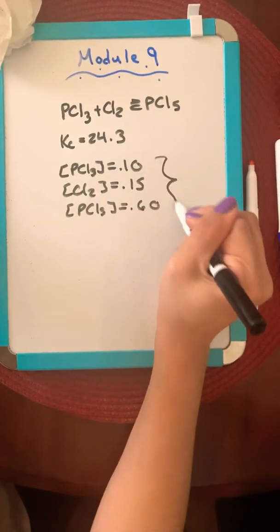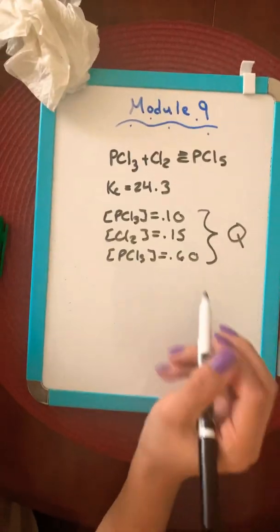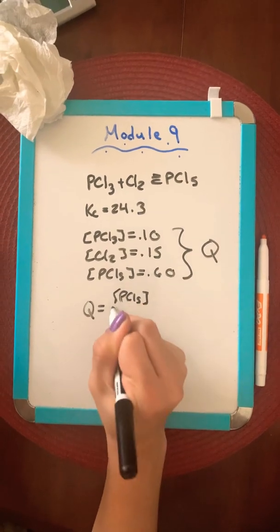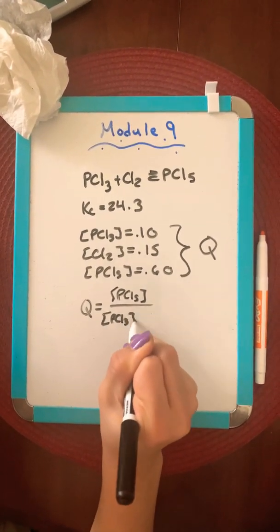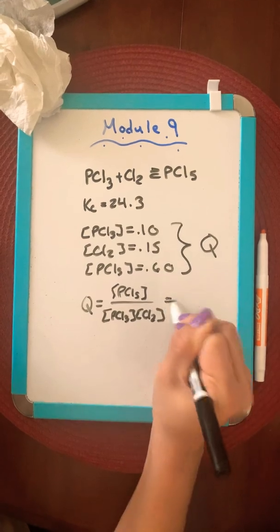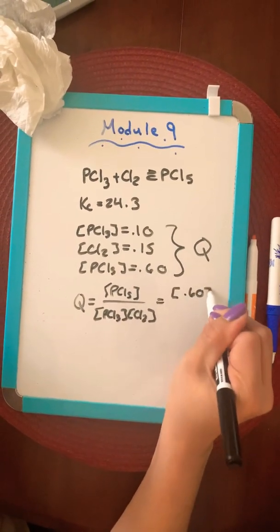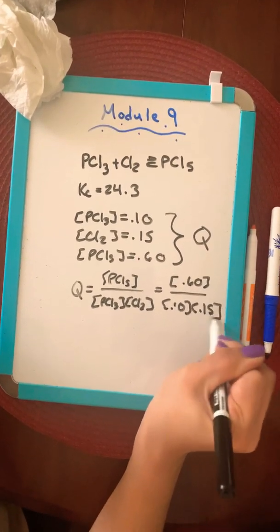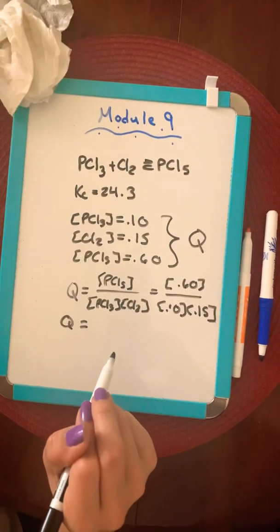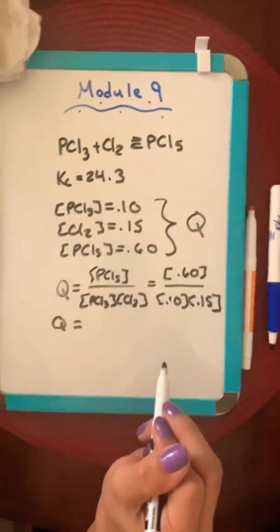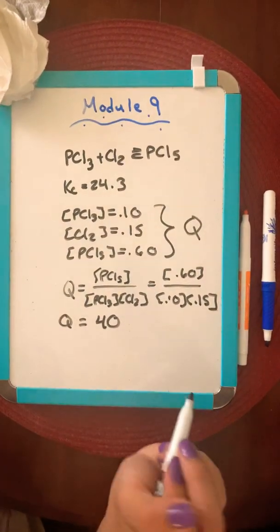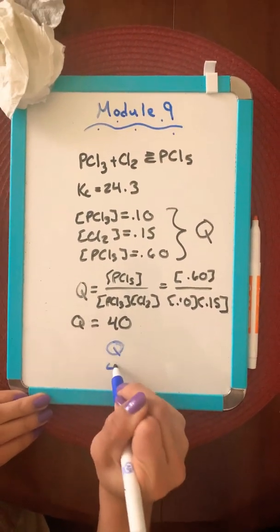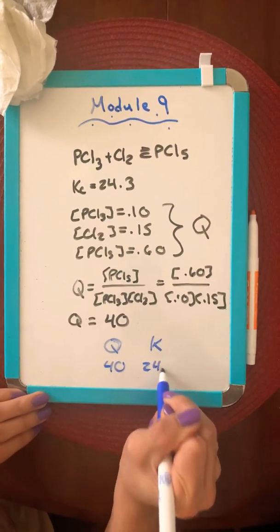Before we go on to the multiple choice, first we need to calculate what Q is. We're going to have PCl5 on top, and then PCl3 and Cl2 on the bottom. So it's going to be 0.60 over 0.10 and 0.15. When you calculate this, I got 40. Remember, now we just need to compare. We have Q, that's 40, and we have K, that's 24.3.